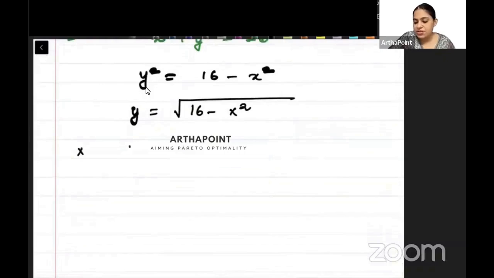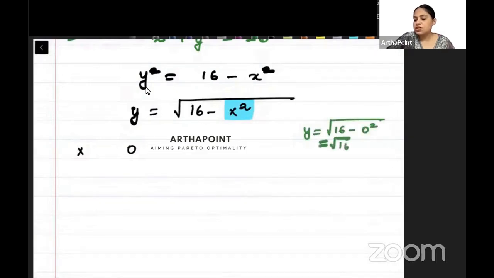So let x be 0 बेटा. I am putting 0 here. So what will I get? Y का value क्या आ जाएगा बच्चे? Y will be 16 minus 0 whole square under root. That means under root 16. That means plus minus 4. So it can be 4 also. And it can be minus 4 also.